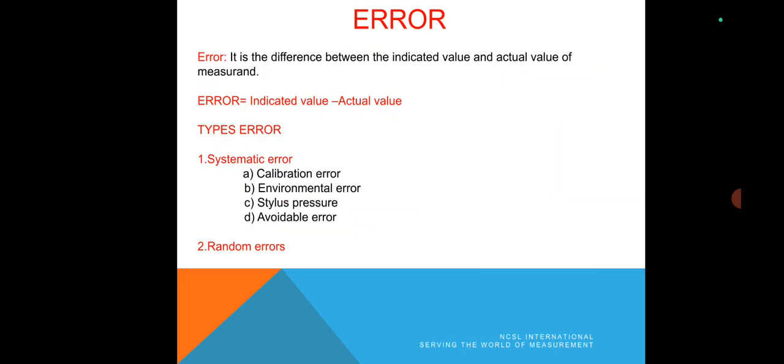And what is error? Error is nothing but the difference between the indicated value and the actual value of the measurand. So finally we can formulate the formula: error equals indicated value minus actual value. Then what are the types of error? Mainly two types of error. First one is systematic error and the second one is random error. Systematic error has 4 types: first one is calibration error, environmental error, stylus pressure error and avoidable error finally.